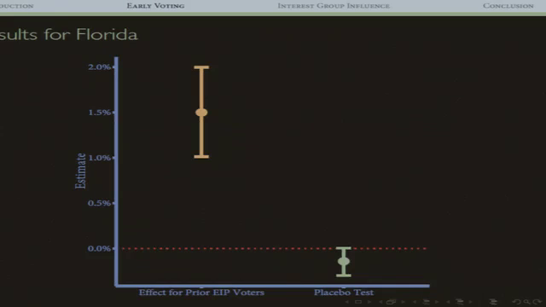This is our estimated effect for people who previously used election day voting. Right, so we assumed that this effect should be close to zero. And this red dashed line is the zero. Right, and so what we see is that our placebo test is passing. We're not seeing evidence of an effect for the placebo group, and we're getting a positive effect, about 1.5%, for the group for which we think we should find an effect.